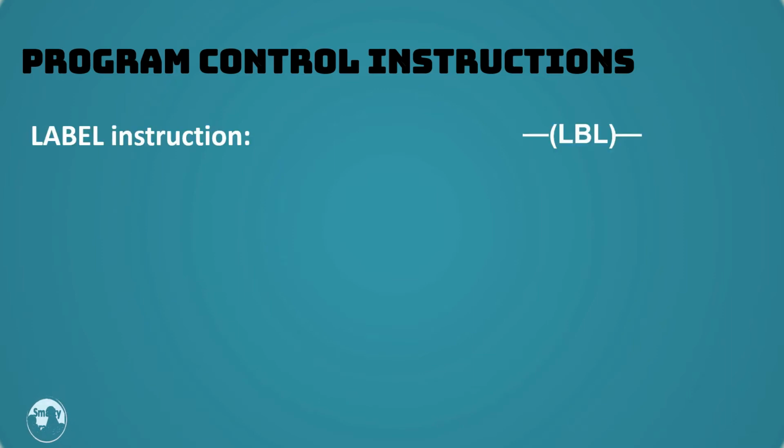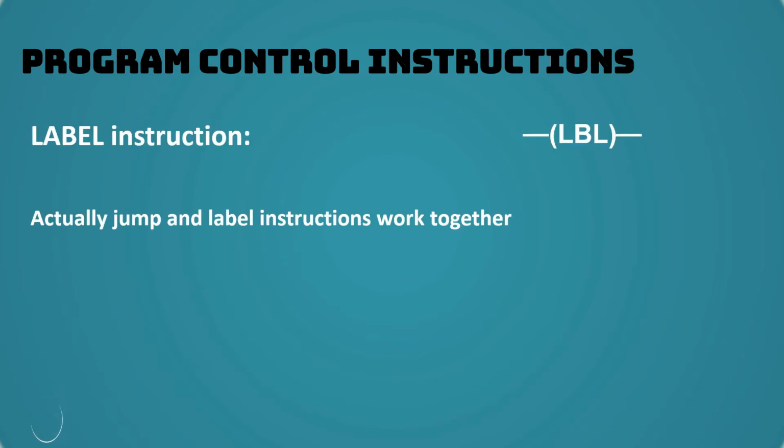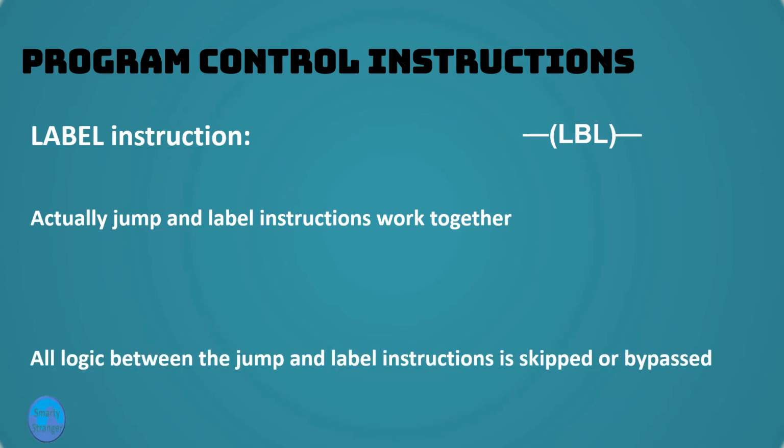The third family member is label. Actually, jump and label instructions work together. Jump is used as the starting point and label instruction is used as a destination or target point. When the jump coil is energized in the program, all logic between the jump and label instructions is skipped or bypassed, and the remaining program after the label instruction remains active.